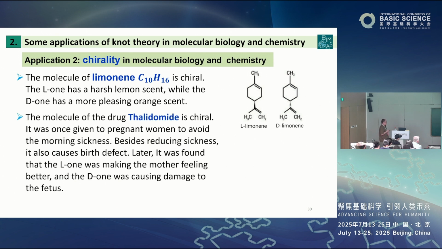The molecule of the drug thalidomide is chiral. It was once given to pregnant women to avoid morning sickness. Besides reducing the sickness, it also caused some kinds of birth defects. Later, it was found that the left one was making the mother feel better, and the right one was causing damage to the fetus.